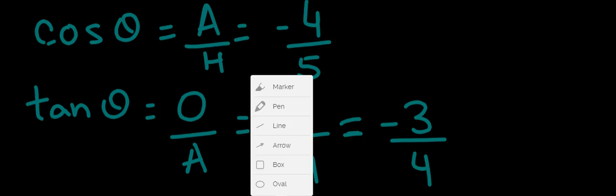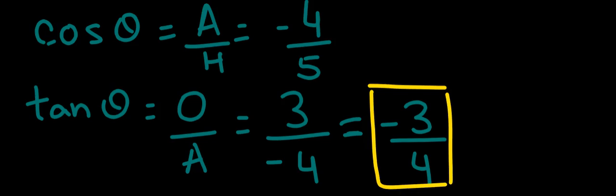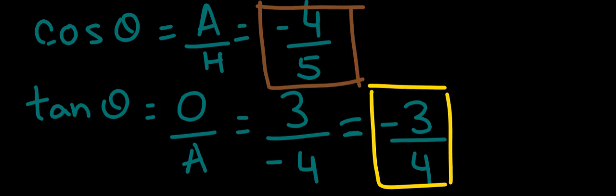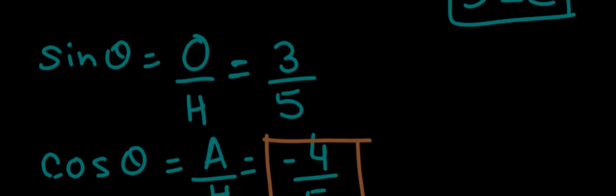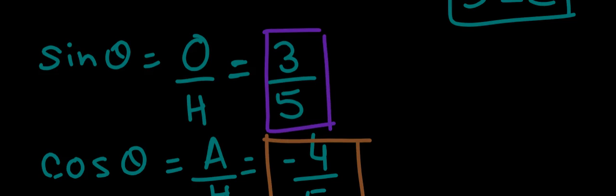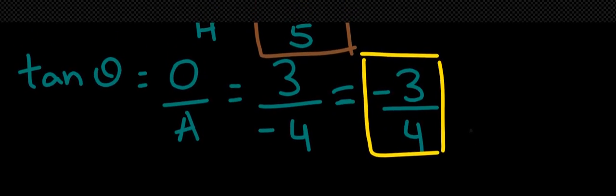And what I'm going to do here is box all these trig ratios that I found. So this is -3 over 4. Then I had -4 over 5, and then I also had 3 over 5. So sine theta is 3 over 5, cos theta is -4 over 5, tan theta is -3 over 4.